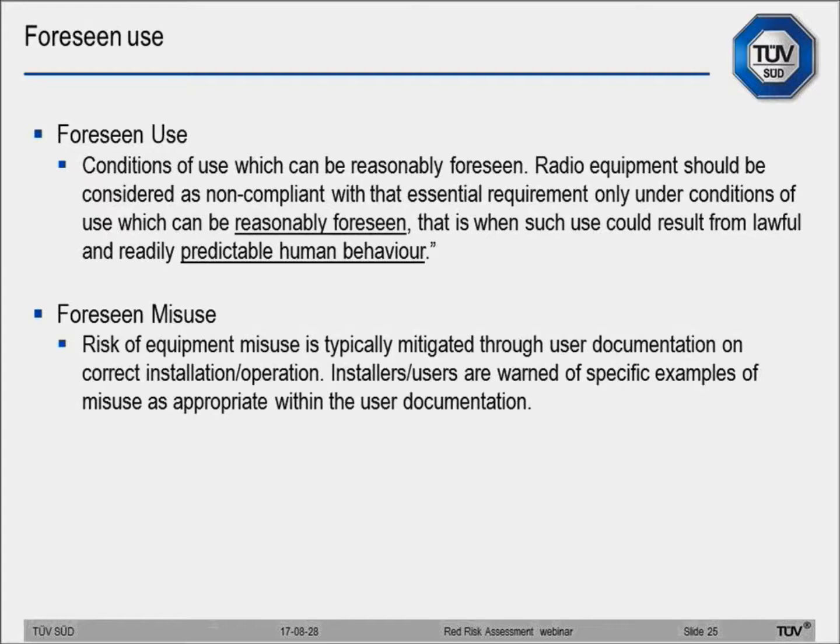Foreseen misuse is slightly different in its meaning, but is an important concept because it implies that the product is used incorrectly and may foreseeably result in non-compliant operation. However, the RED states that the reasonably foreseen use is when such use could result from lawful and readily predictable behaviour. So any reasonably foreseen uses present a risk, and so should be anticipated as far as possible.